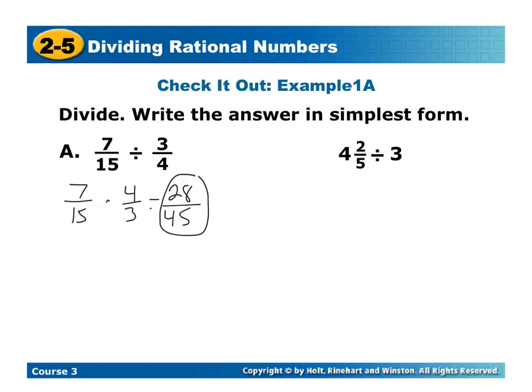Here we have 5 times 4 is 20, plus 2 is 22. 22/5. 3 is really 3/1, so we're going to multiply this by 1/3. Once again, can't reduce anything, so this becomes 22, because it's 22 times 1. 5 times 3 is 15. 15 goes into 22 one time with 7 left over.